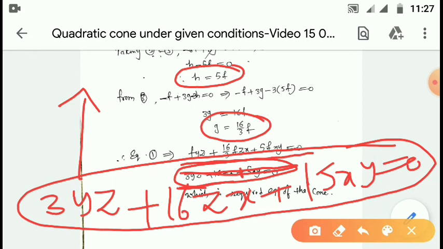By substituting the direction ratios of the generators in this equation, you will have two equations, and on solving these two equations and substituting in the equation of the cone, you will finally get the equation of the cone like this: 3yz plus 16zx plus 15xy is equal to 0. This is the equation of the cone we had to find in this problem. This is the procedure to solve such types of problems. Thank you very much.